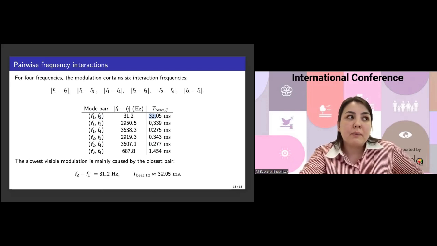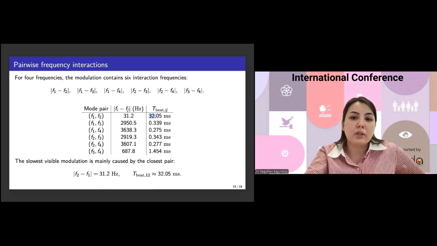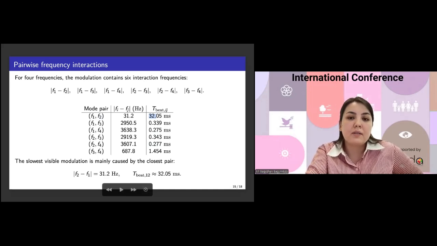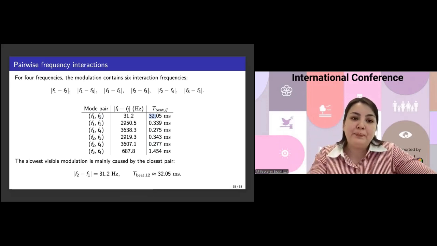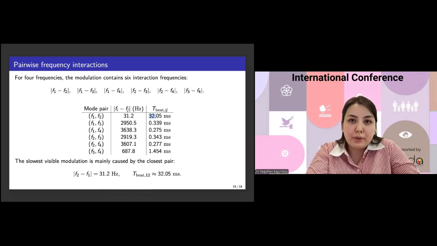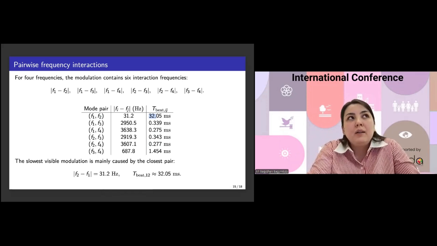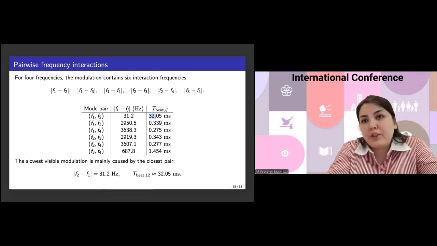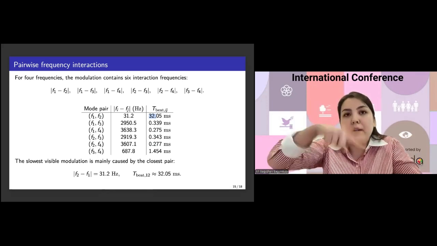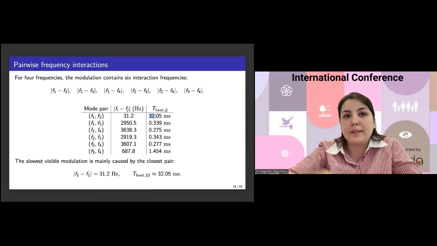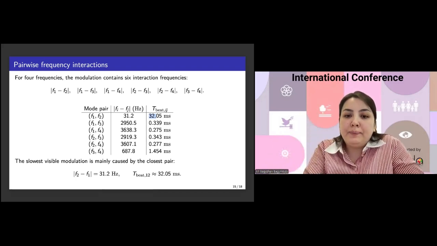So in comparison with the others, this is the slowest visible modulation. The other pairs also contribute, but because their frequency differences are much larger, they create much faster oscillating components.